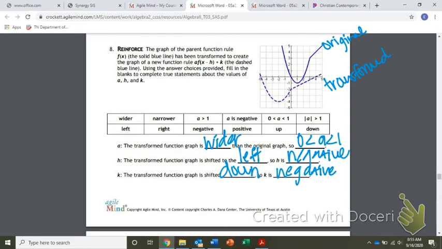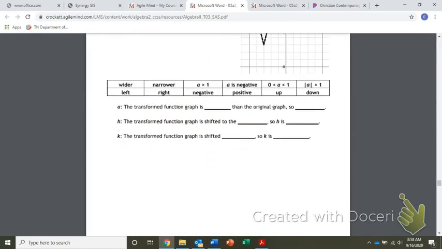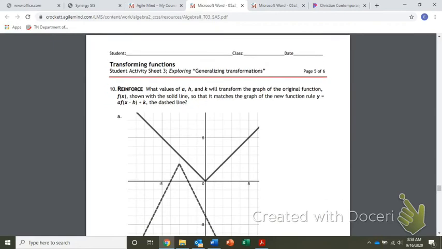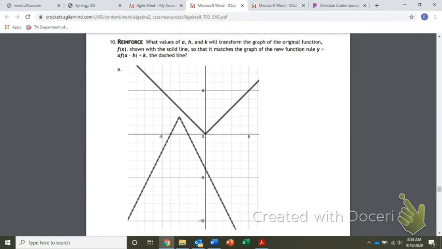All right. I want you to do number 9 on your own. And let's look at number 10 together. So, what values of A, H, and K will transform the graph of the original, which is the solid again, to match the transformed, which is the dashed?